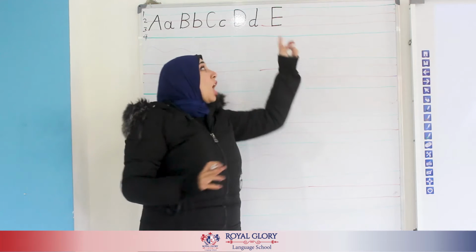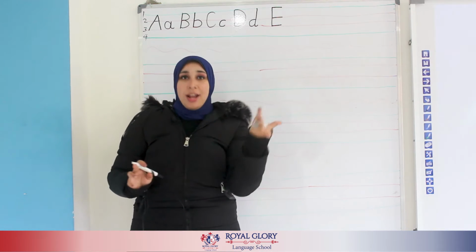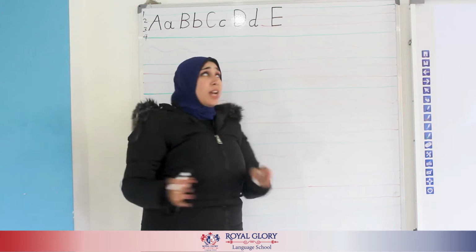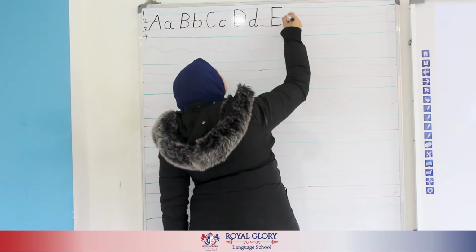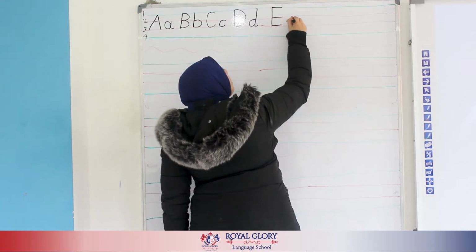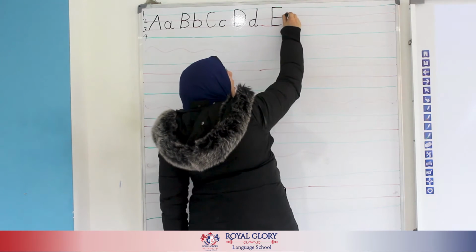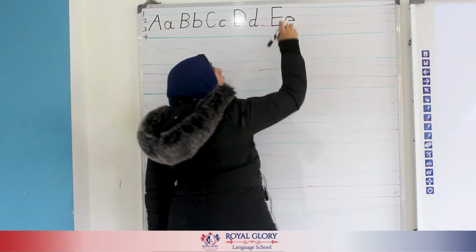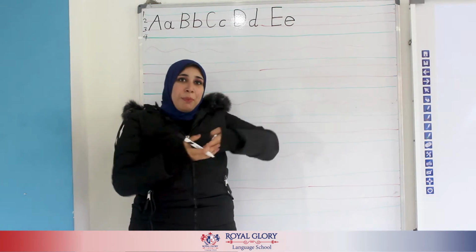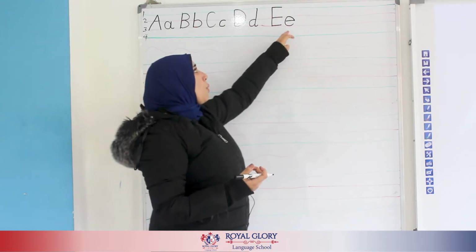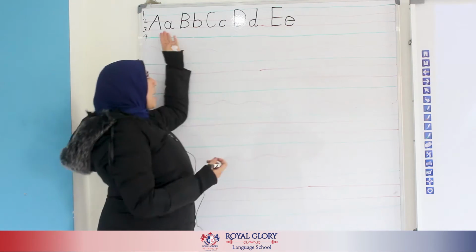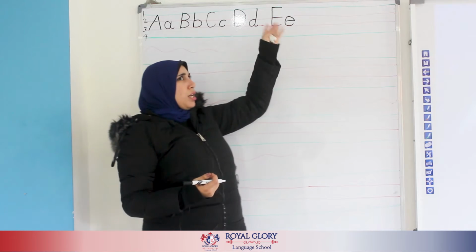Okay, this is the upper case of sound E. The lower case of sound E: between line number 2 and line number 3, make a sleepy line in the middle, okay? Turn round, round, round to make the baby case, okay? This is the lower case of sound E. A, B, C, D, E.